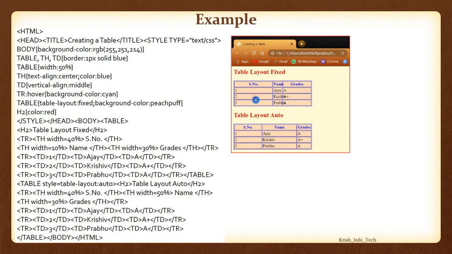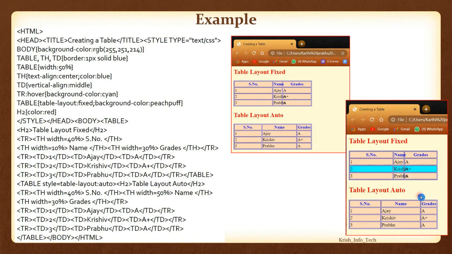See, look at this. We are not having this in a proper way. But if it is an auto layout, it automatically sets the border width for each and every data, each and every column. Okay, so this is how table layout with fixed and table layout with auto is working. Now I'm having one more output which is with hover.